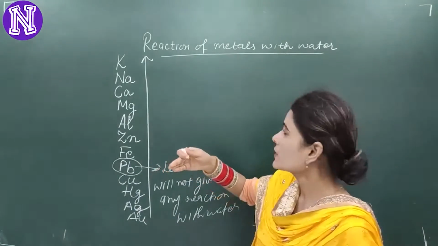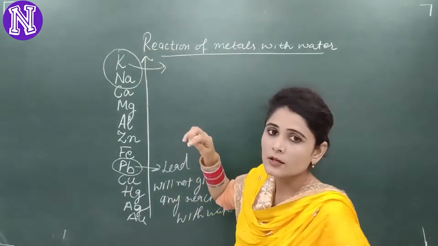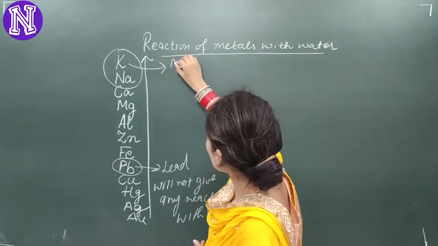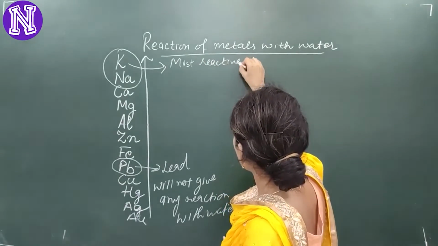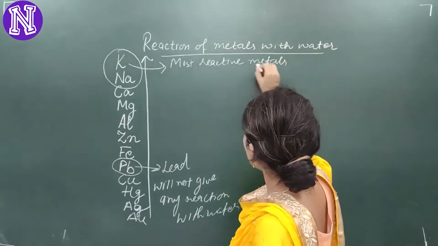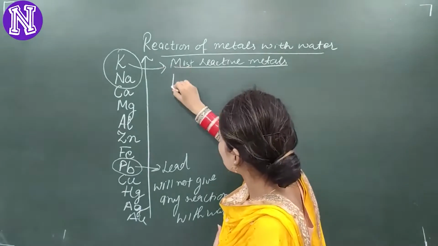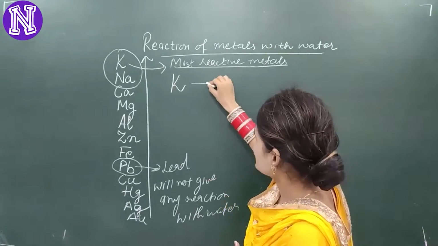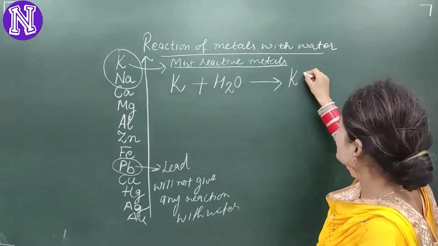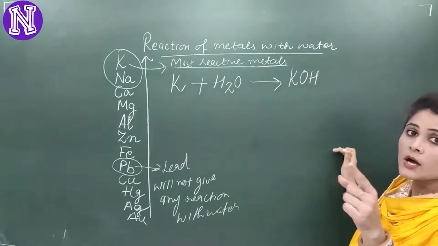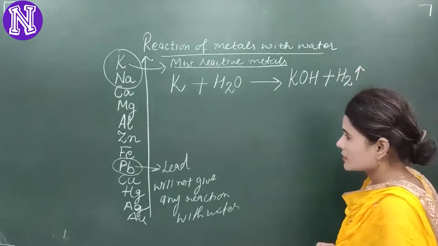So how do they react with the water? Students, these are the two metals which are the most reactive metals. So how do these metals react with the water? First I am taking potassium. When potassium reacts with water, potassium hydroxide is formed and hydrogen gas is evolved.